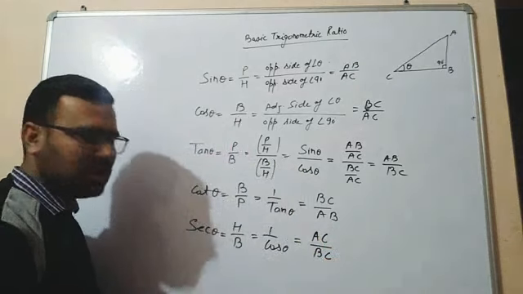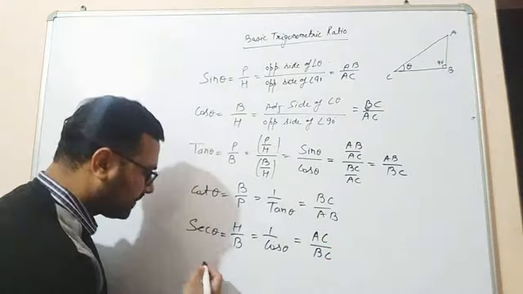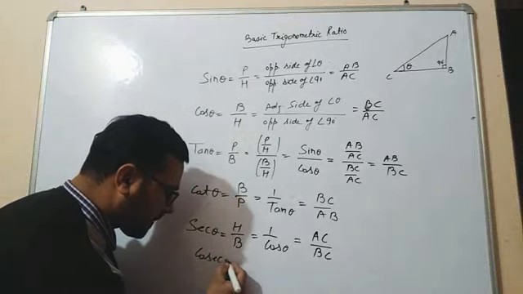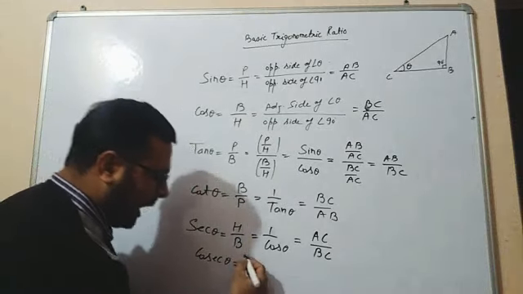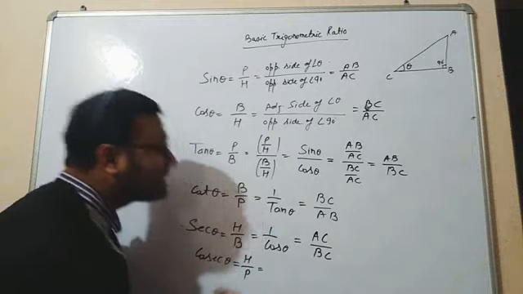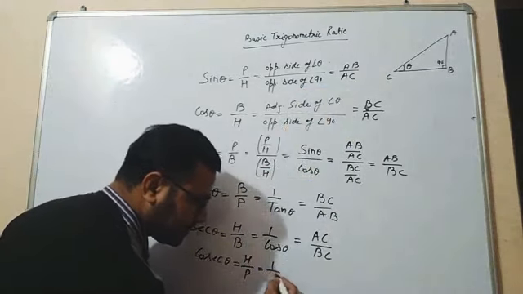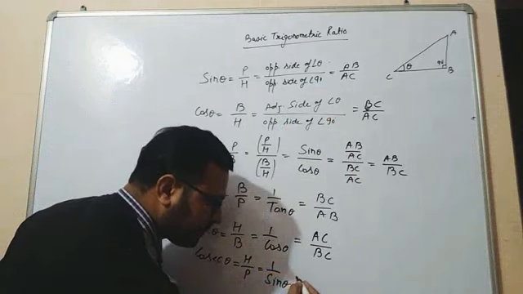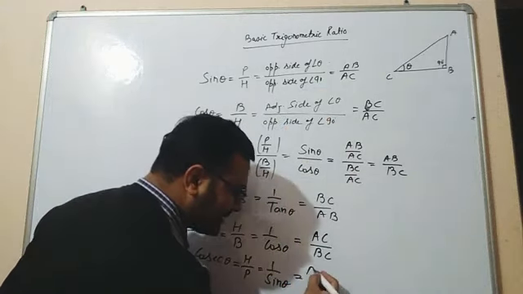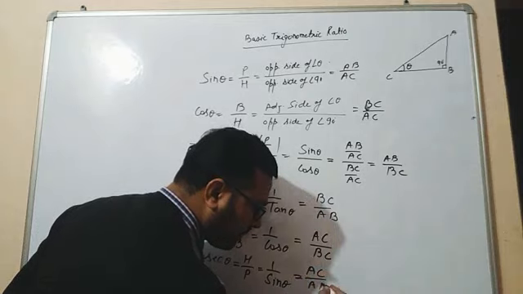Next and last trigonometric ratio is cosec theta. Hypotenuse upon perpendicular, it is the reciprocal of sin theta, that is 1 upon sin theta. So it is AC upon AB.